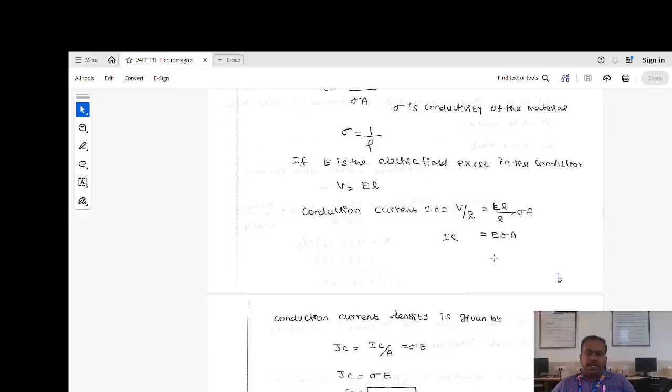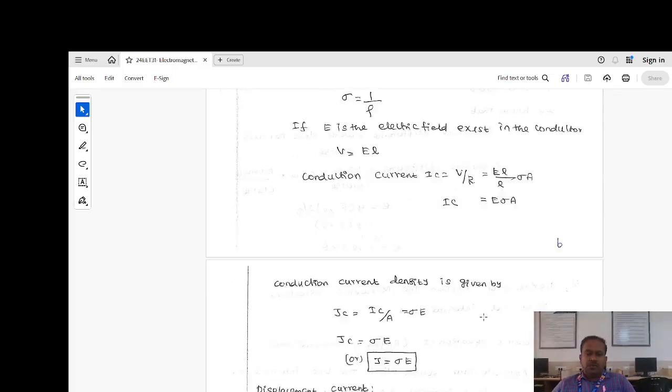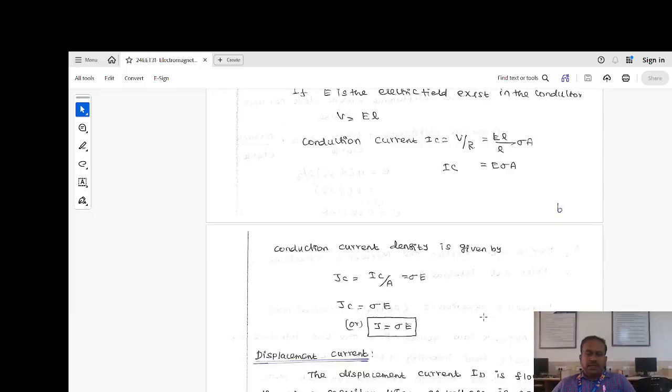Then the conduction current density. The current density JC is the total current enclosed by the particular surface area. So JC equals IC by A. Substituting IC, we get E into sigma into A divided by A, which is sigma into E. Therefore the conduction current density JC equals sigma into E. So this is the conduction current density.